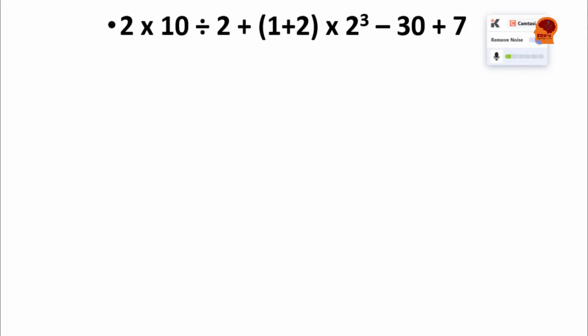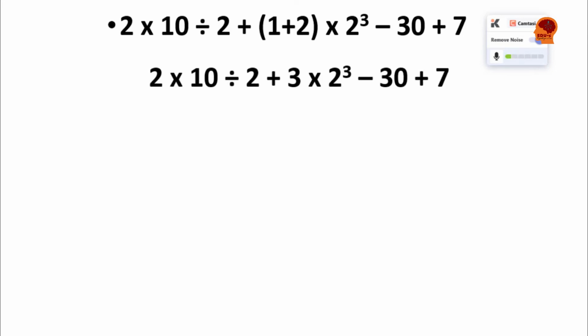Bullseye! I know you have your answer already. Okay, now keep your answer somewhere. Now let's see if your answer tallies with mine. Now the first step is this. What did I do here? I solved what is in the brackets. You can see 1 plus 2 equals 3. Okay, so that's what I did.